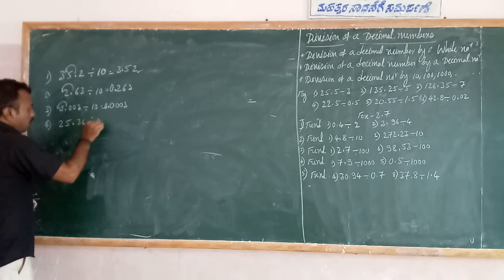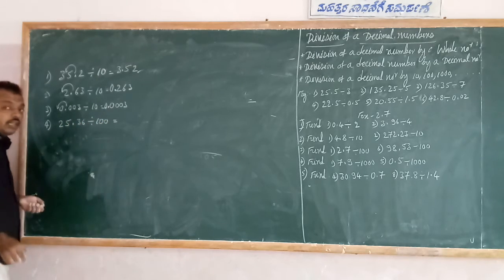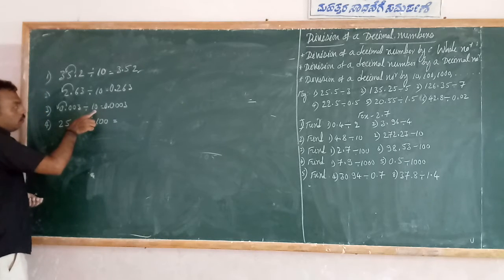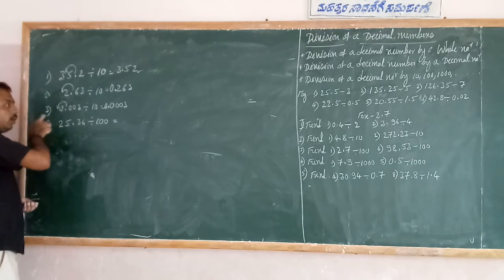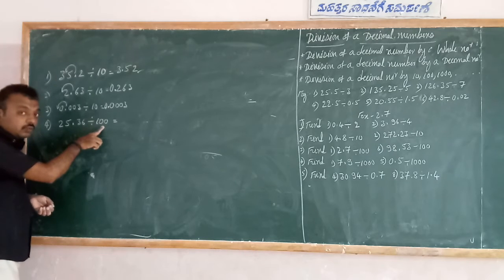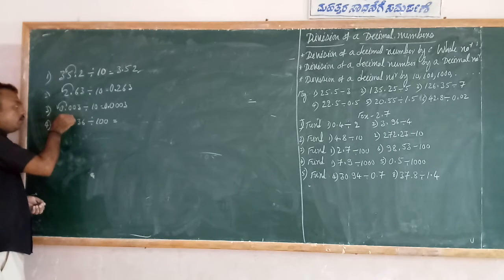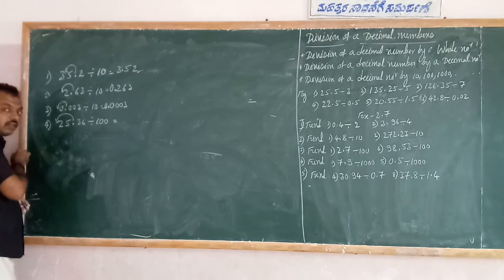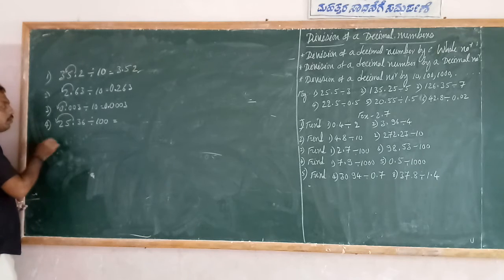25.36 divided by 100. So in a 100, how to divide by 100? Very simple. Here only one zero, 10 is there. That's why I will shift only one digit. But here how many zeros are there? 2 zeros are there. That's why I will shift 2 digits of the decimal number to the left side, or backward of the decimal number.